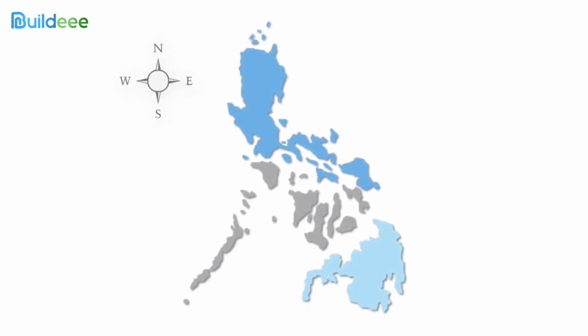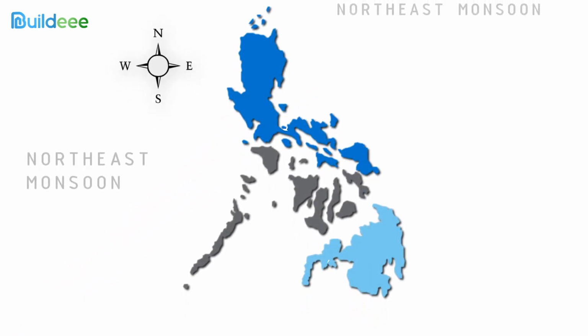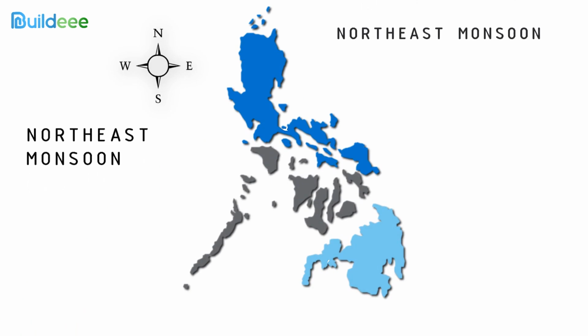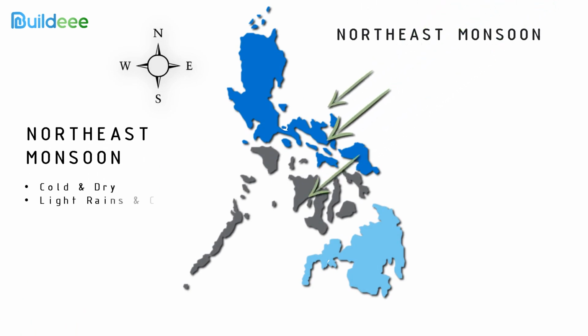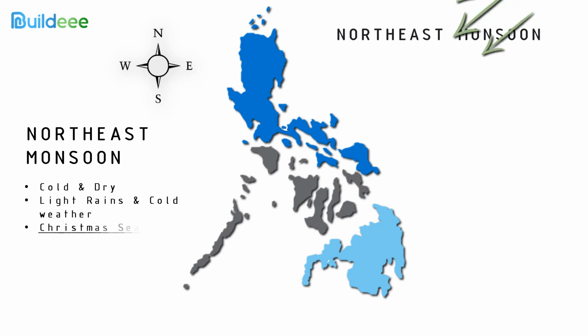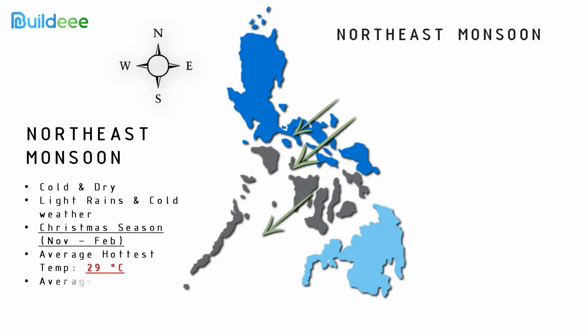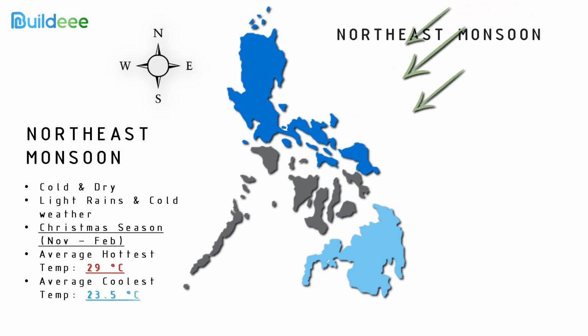Next is the northeast monsoon, which brings cold and dry air and comes with light rains, also known as the Christmas season, typically felt from November to February. The average warmest temperature during this season is 29 degrees Celsius, while the average coolest temperature is 23.5 degrees Celsius. In some areas, temperature can drop up to 12 degrees Celsius.